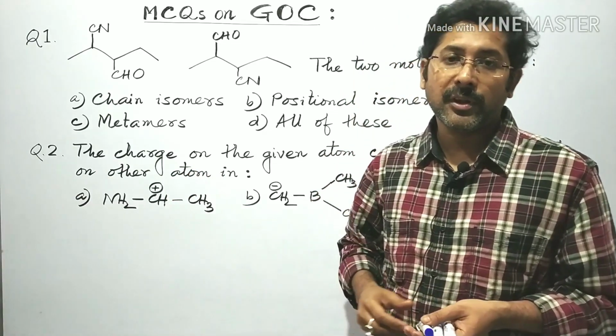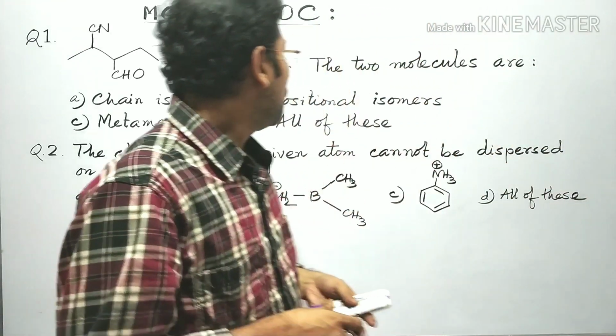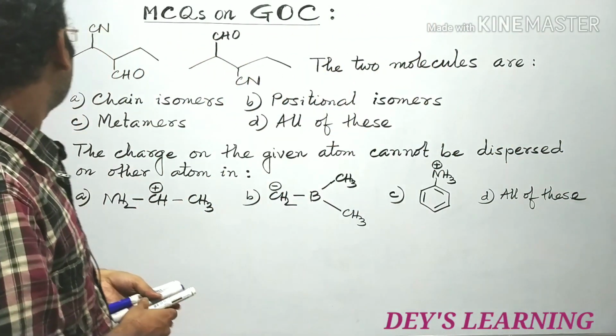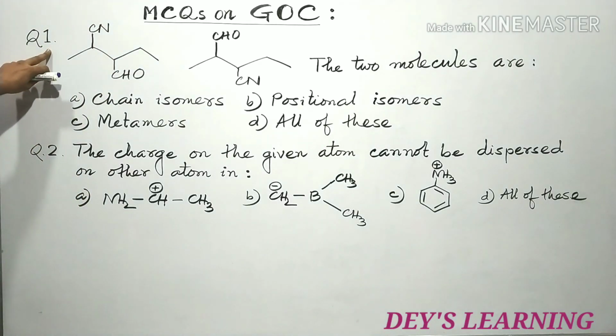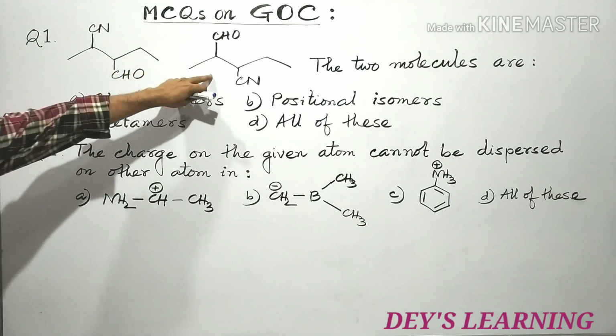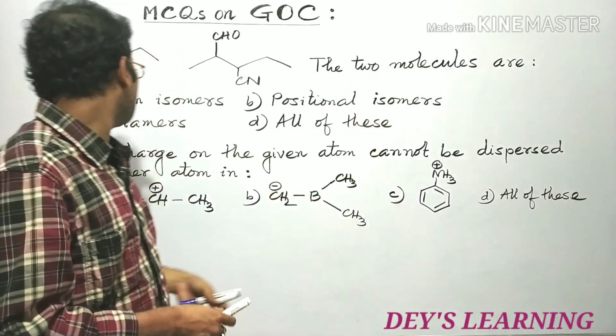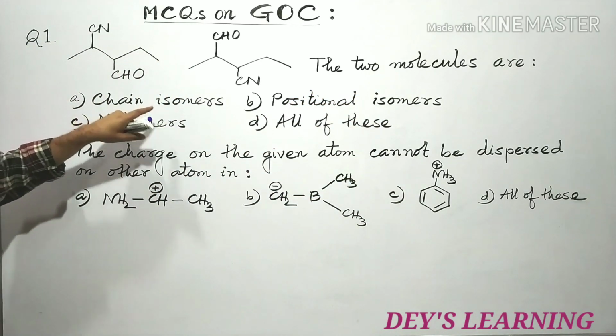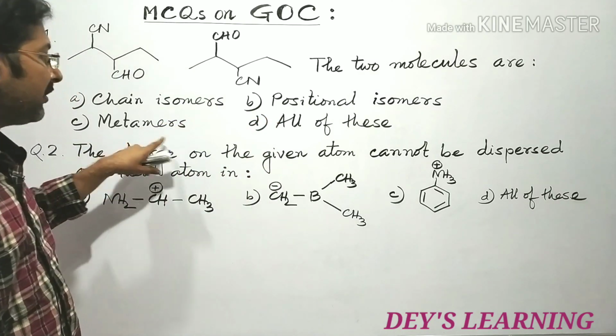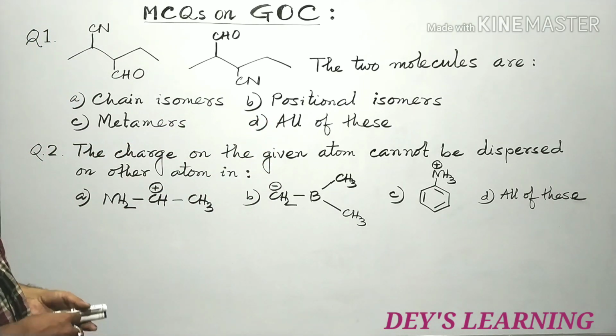आज हम जनरल ऑर्गेनिक केमिस्ट्री की कुछ प्रॉब्लम सॉल्व करने वाला हूँ। सो लेट्स स्टार्ट। इन द फर्स्ट प्रॉब्लम देयर आर टू मॉलिक्यूल्स आर गिवन। द क्वेश्चन इज: द टू मॉलिक्यूल्स आर chain isomers, positional isomers, metamers and all of these.